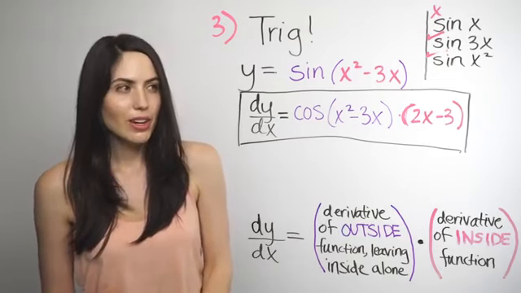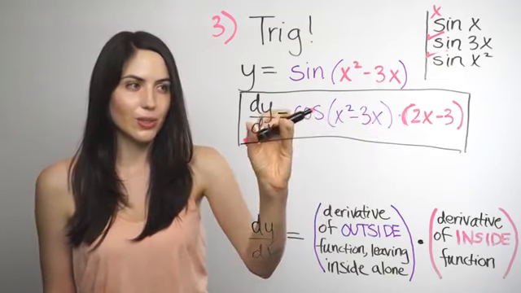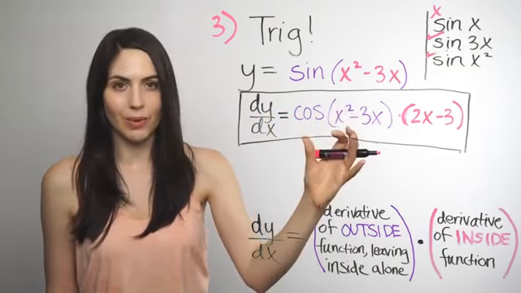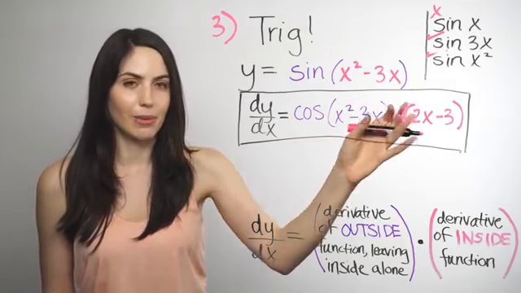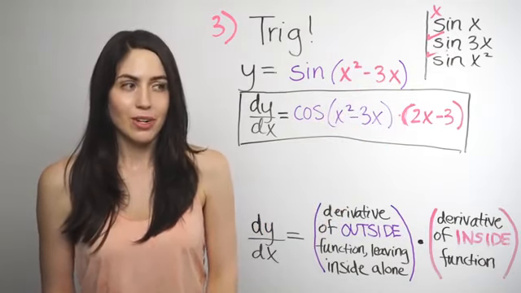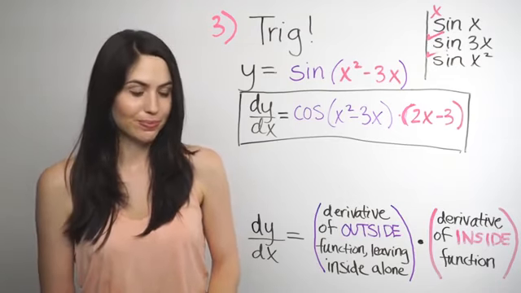So you might be wondering, why do we even need to do the inside part? Why couldn't we just do the cosine of x squared minus 3x and be done with it and not have to do that inside part? That would be too easy. This might be a good time for me to show you the official formula for the chain rule.